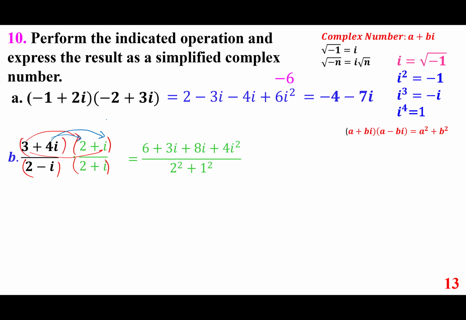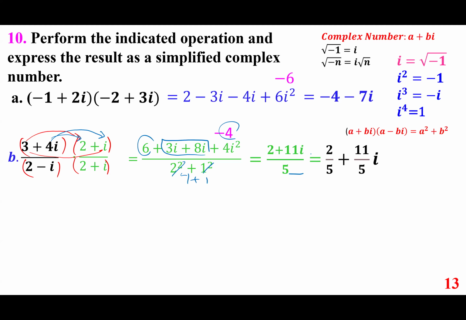When we do that, again, we notice i squared is negative 1. So plus 4i squared becomes minus 4. This is 4, this is 1, it's 5. 6 and -4 add up to 2. 3i and 8i add up to 11i.